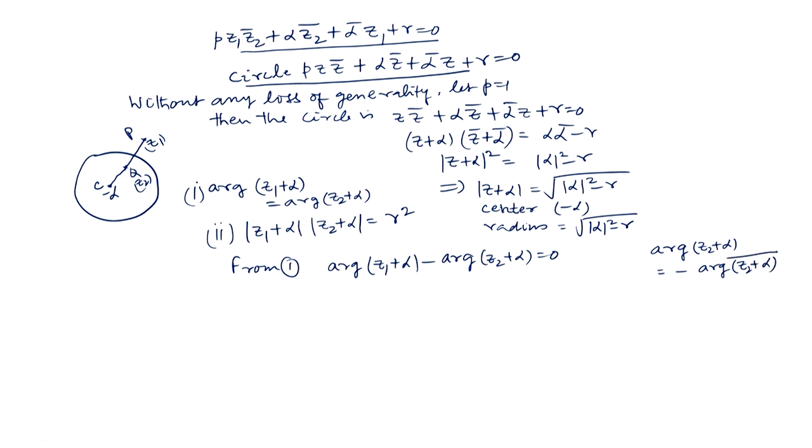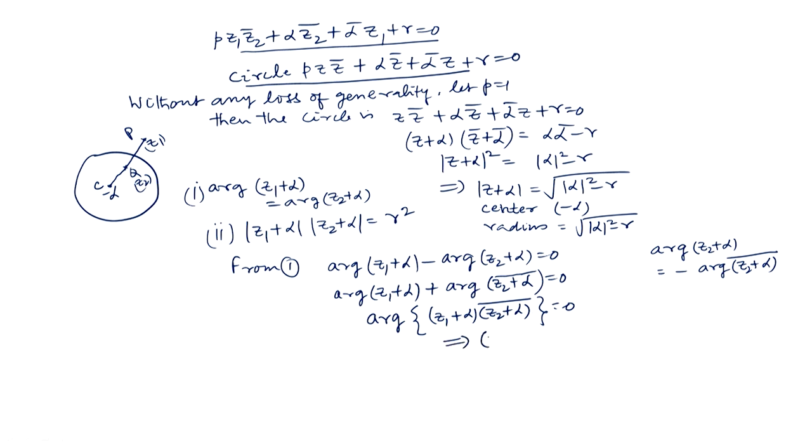Okay. If z is any complex number, then argument of z is the same as minus argument of z conjugate. Making use of that, I can write it as argument of (z1 plus alpha) plus argument of (z2 plus alpha conjugate) equal to 0. Or I can say argument of (z1 plus alpha) into (z2 plus alpha conjugate) equal to 0. Now, if the argument of a complex number is 0, it means that (z1 plus alpha) into (z2 plus alpha conjugate) is real and positive.